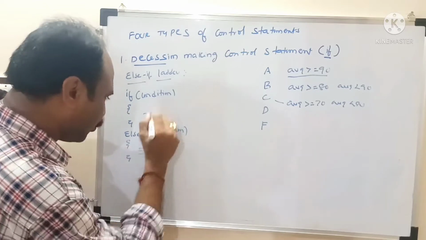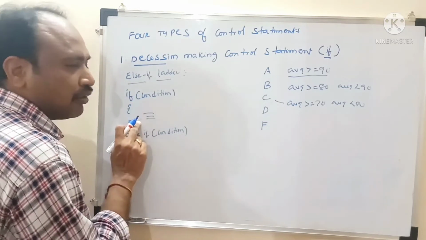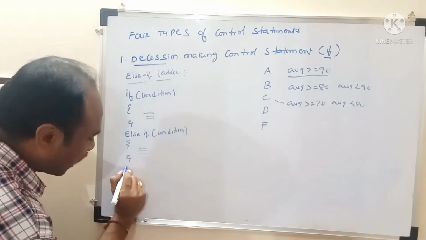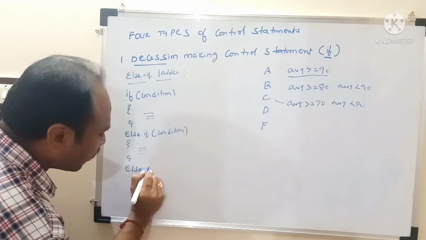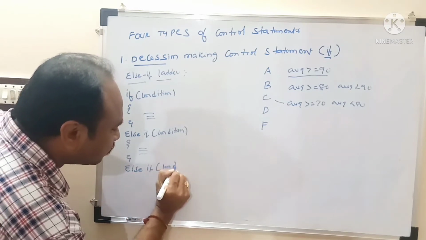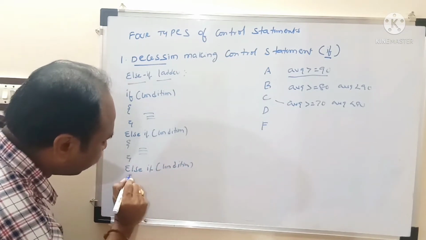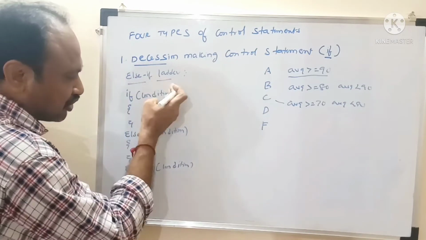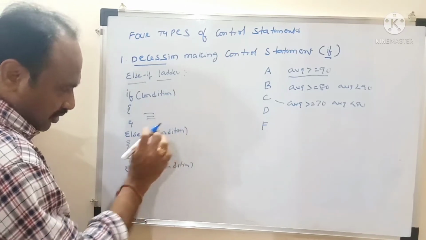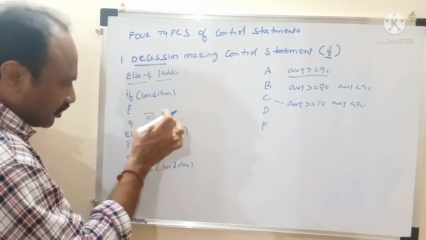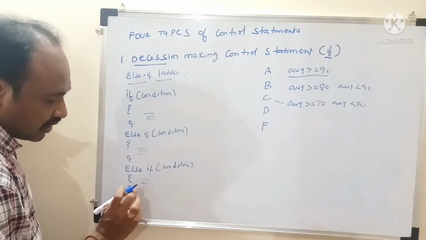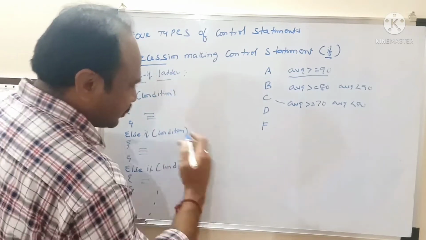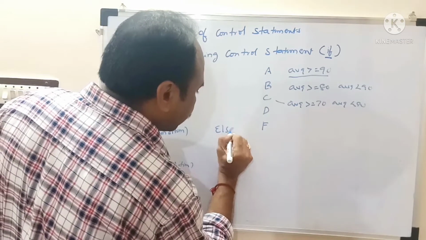If this condition is true, this block will be executed. If this is false, I will write one more condition. Else if of condition. Like this, I can write any number of conditions. If this condition is true, this block will be executed. If this is false, it comes and checks here. If this is true, this block will be executed. If this is false, it will come here and check the condition. Like that I can extend anything. If all are false, the else block will be executed.